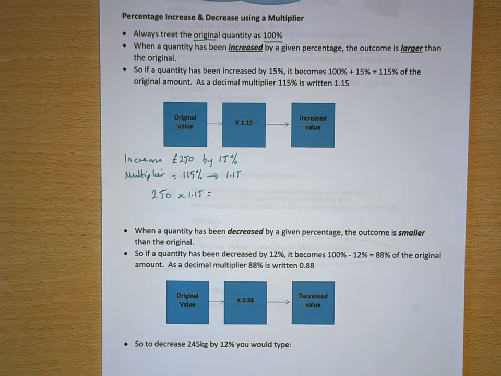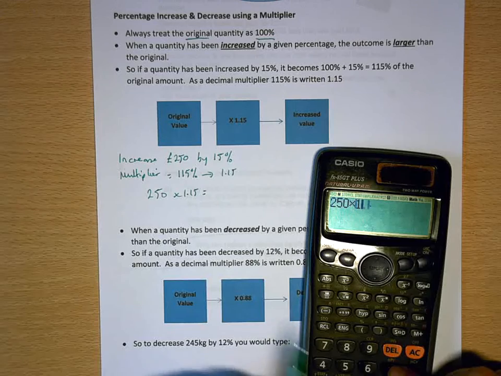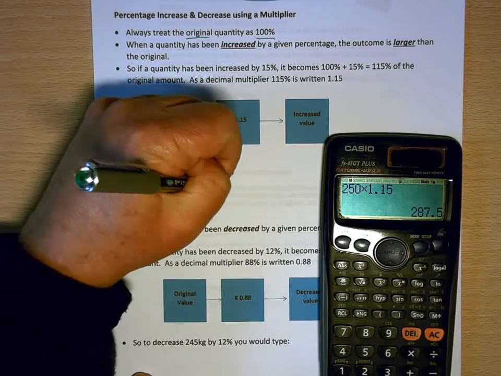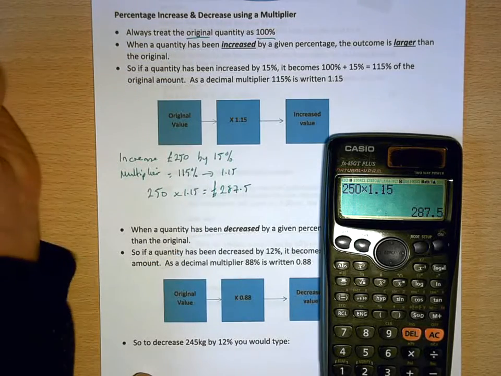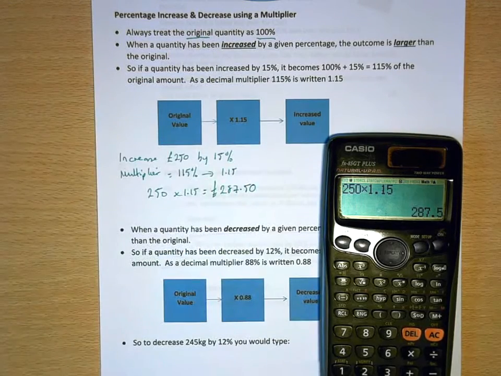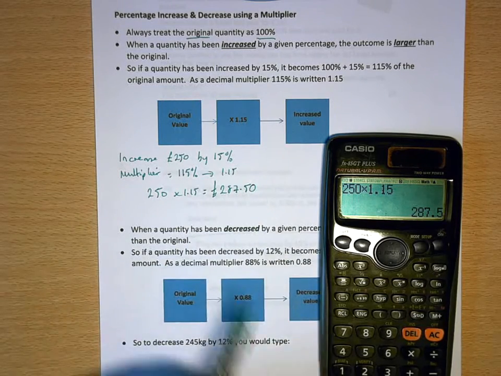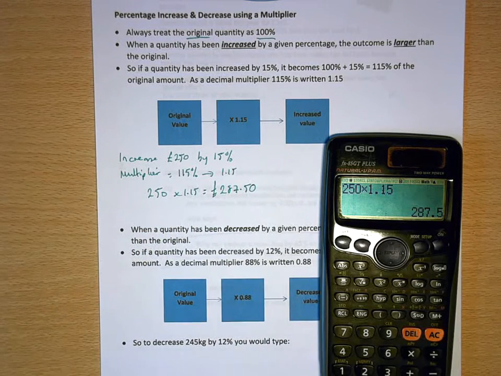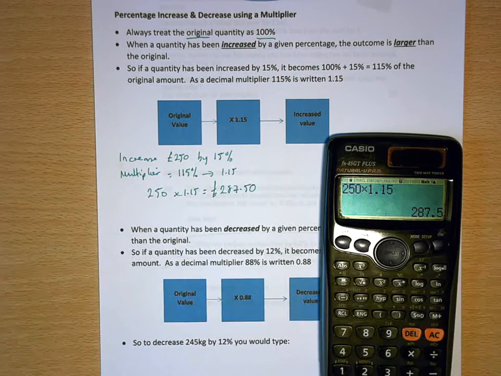Just get a calculator. And we get 287.5. Now, because the context of this is money, we'll put a pound symbol in front of it, but also we wouldn't write that as 0.5, we would write it as 50 pence. So the increase is £287.50. So rather than doing 15% of that and adding it on, we've just multiplied it by 1.15. And this is the step that's going to help us later this week when we look at grade B questions.